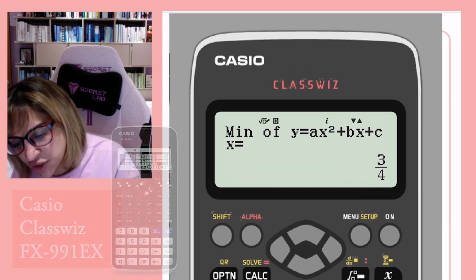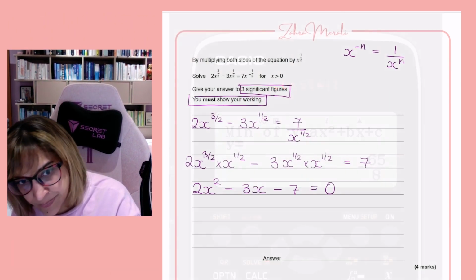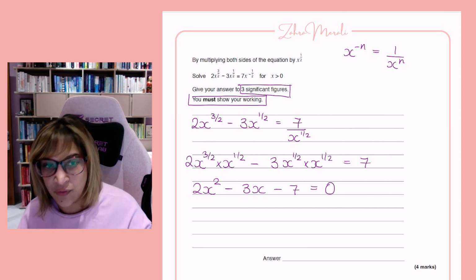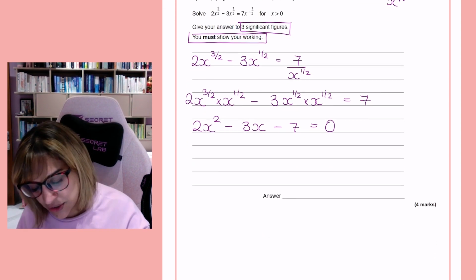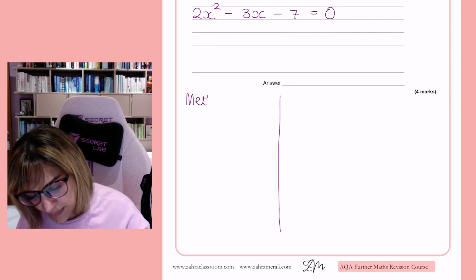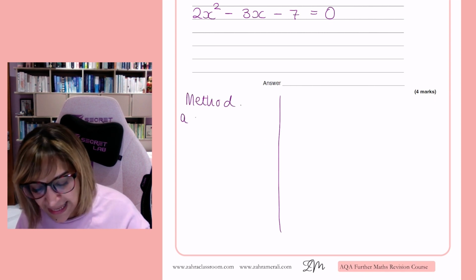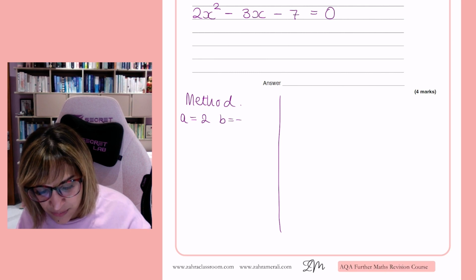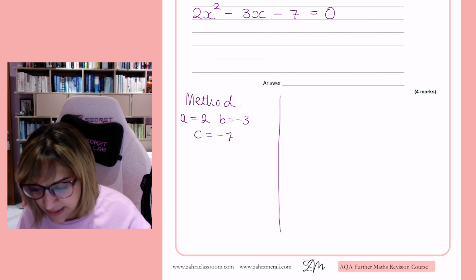But because we're asked to show our working, you could either write out the formula. So there's 2 methods to do this. So if I say method 1, you're going to say a equals 2, b equals minus 3, c equals minus 7.